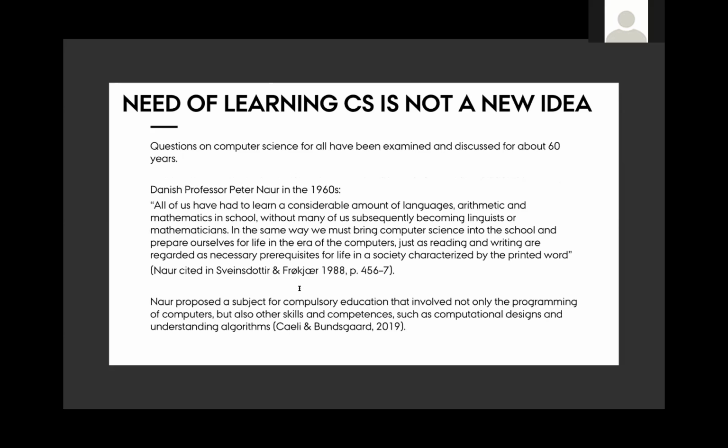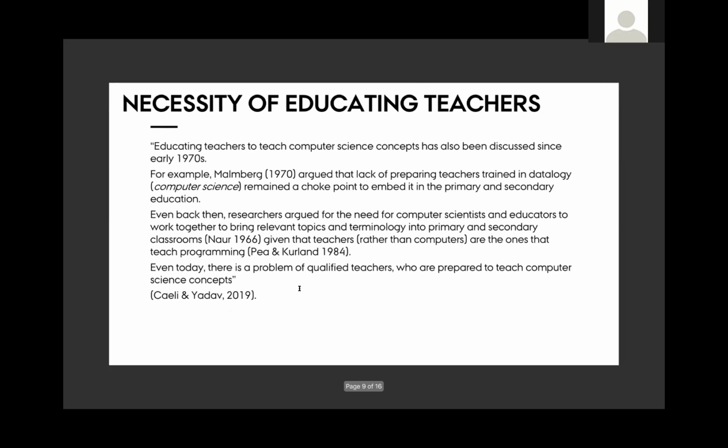So the need of learning CT is actually not a new idea. These questions have been examined and discussed for about 60 years. For example, a Danish professor called Peter Naur already said in the 1960s that all of us have had to learn a considerable amount of languages, arithmetic, and mathematics in school, without many of us subsequently becoming linguists or mathematicians. In the same way, we must bring computer science into the school and prepare ourselves for life in the era of the computers, just as reading and writing are regarded as necessary prerequisites for life in a society characterized by the printed word. And now I propose a subject for compulsory education that involves not only the programming of computers, but also other skills and competencies, such as computational design and understanding algorithms.